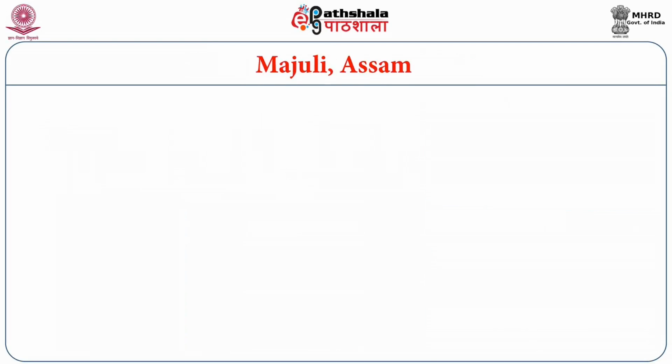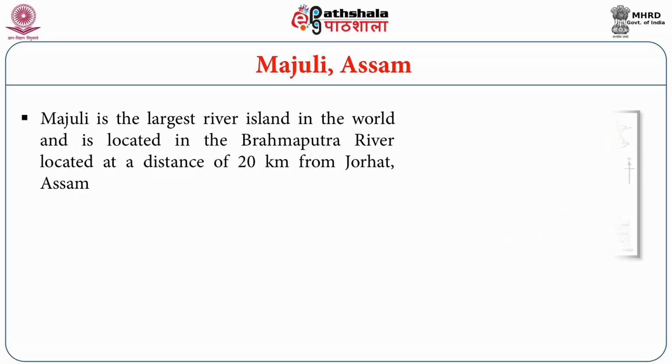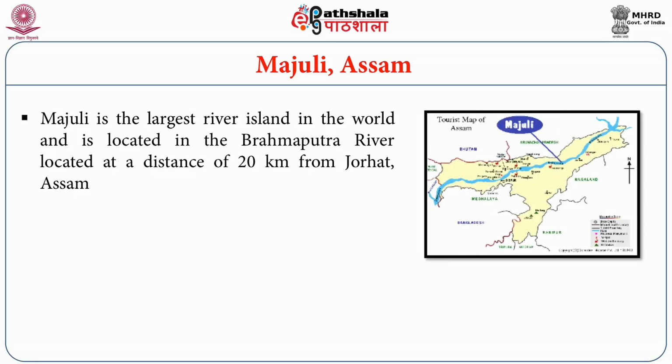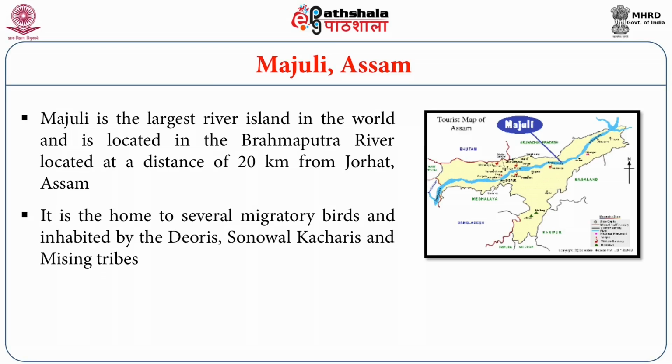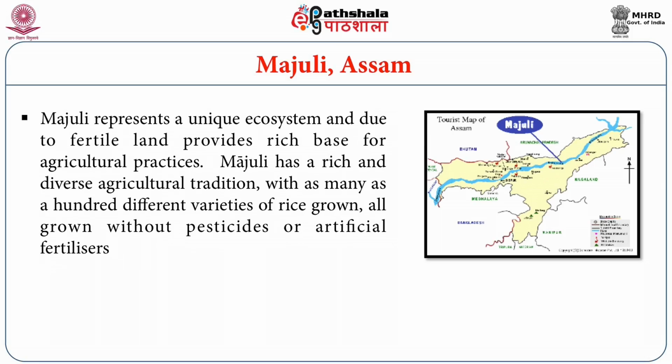Another important ecotourism area is Majuli in Assam. Majuli is the largest river island in the world and is located in Brahmaputra river at a distance of 20 kilometers from Jorhat in Assam. It is the home to several migratory birds and inhabited by the Devis, Sonowal Kacharis and Mizing types. Majuli represents a unique ecosystem and due to fertile land provides rich base for agricultural practices.